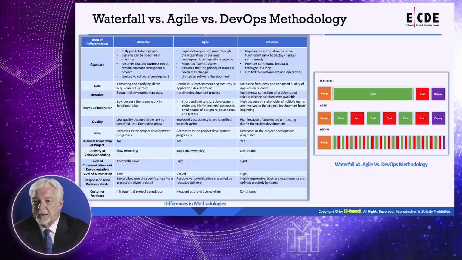So you can see on the right kind of what it looks like as far as waterfall. You get the design, you code, you test, you deploy. Agile is that repetition of code, test, deploy. And then with DevOps, it's this continuous cycle of coding and testing from a lot of different inputs and areas into a deployment event.